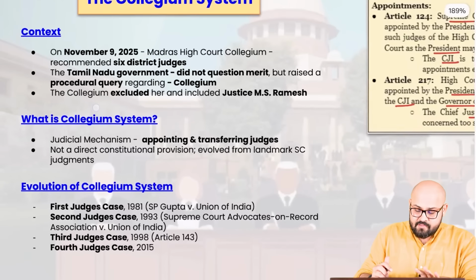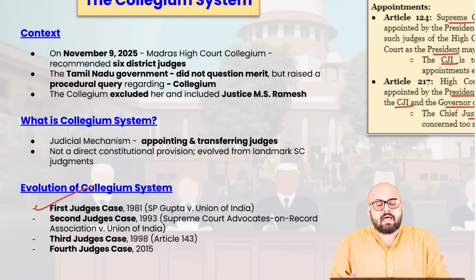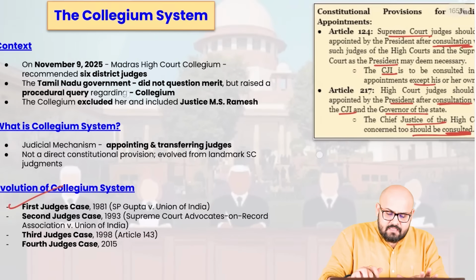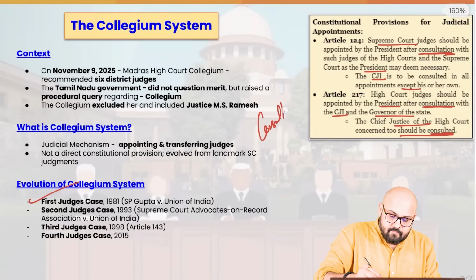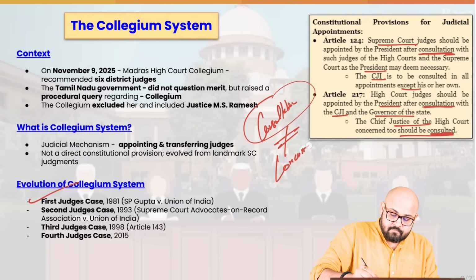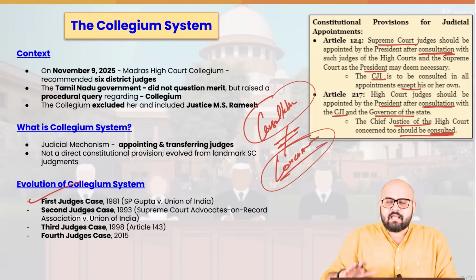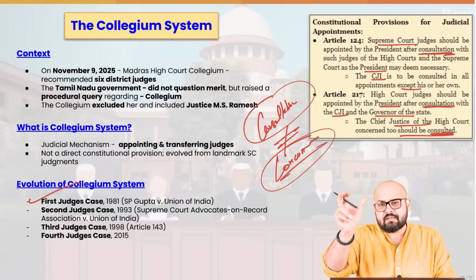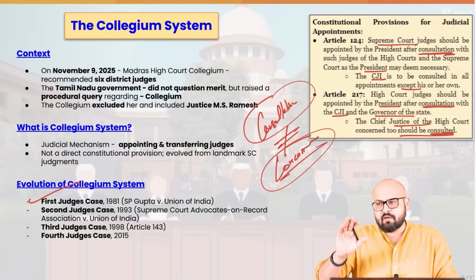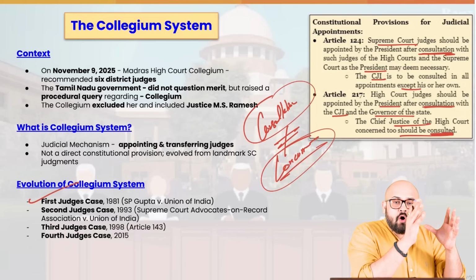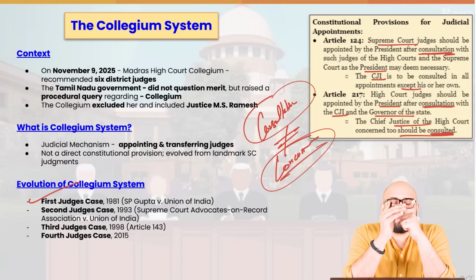So the very first case, the first judges case, what we often call the S.P. Gupta case versus Union of India. In this particular case, the Supreme Court said that the word consultation does not mean concurrence. That is, you need not agree with us. The executive, if it has cogent reasons, can deny our recommendations.